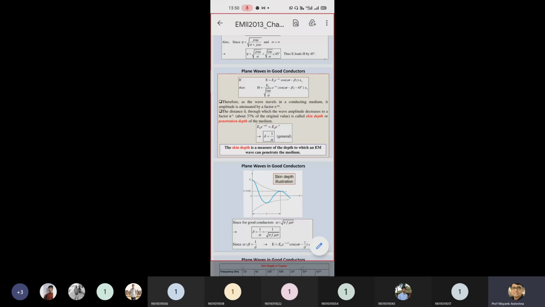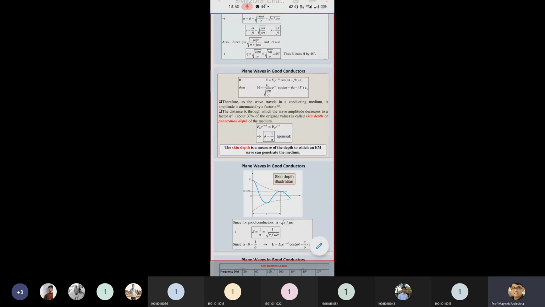So the next parameter we try to find, the depth of penetration, is basically a measure of the depth to which an electromagnetic wave can penetrate in the medium. The medium may be anything; it may be a wire, it may be free space. So how can you achieve it? For that, you have to take the magnitude part. Just concentrate on the magnitude part of your electric field, which is E0 e raised to minus alpha z.